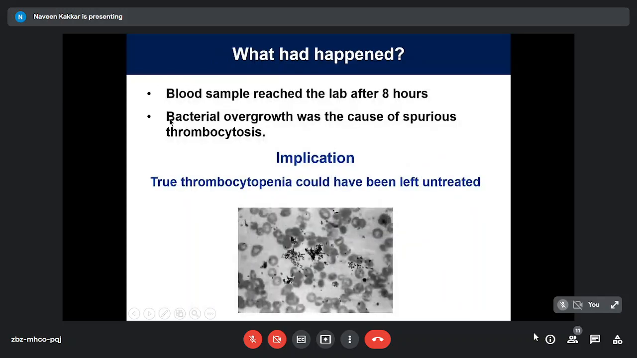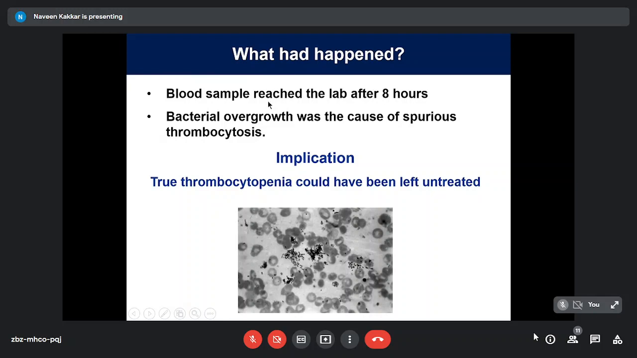We found out later the blood sample reached the lab after 8 hours. This was in September, humid September, post-monsoon. There was bacterial overgrowth that caused the spurious thrombocytosis. So the small bacteria were actually being counted as platelets by the analyzer. True thrombocytopenia in this case could have been left untreated.